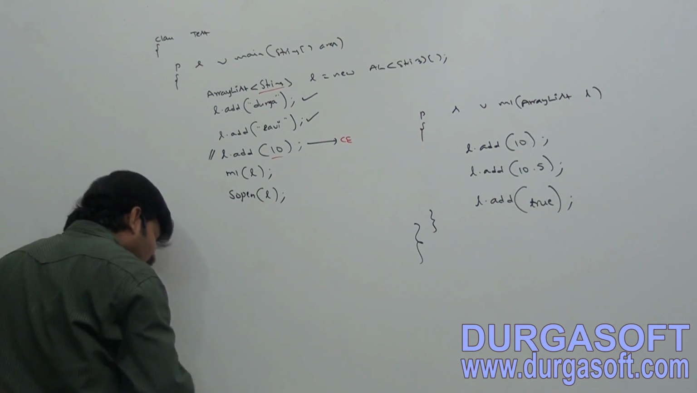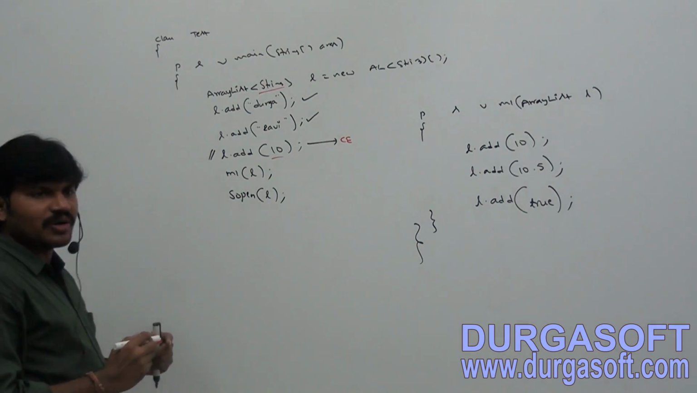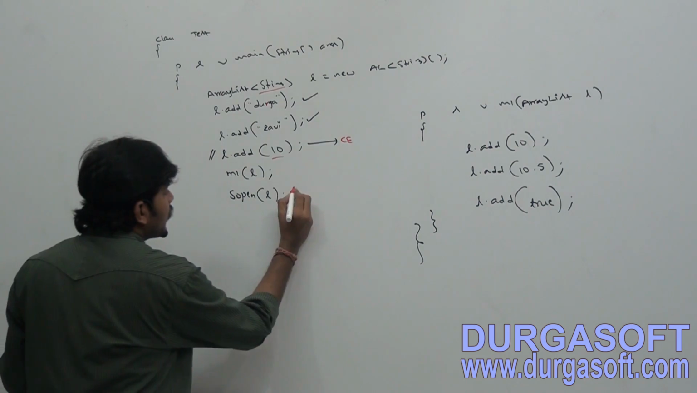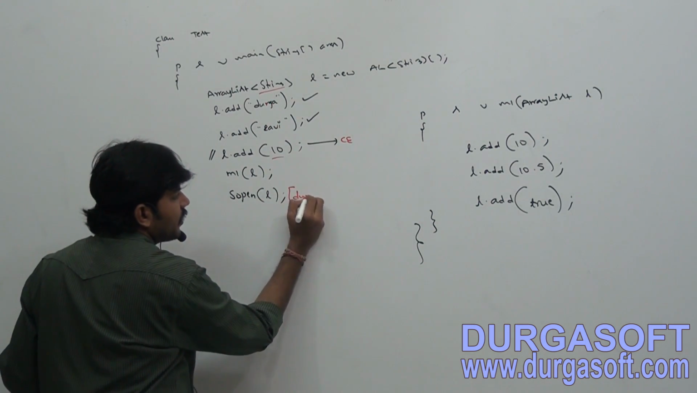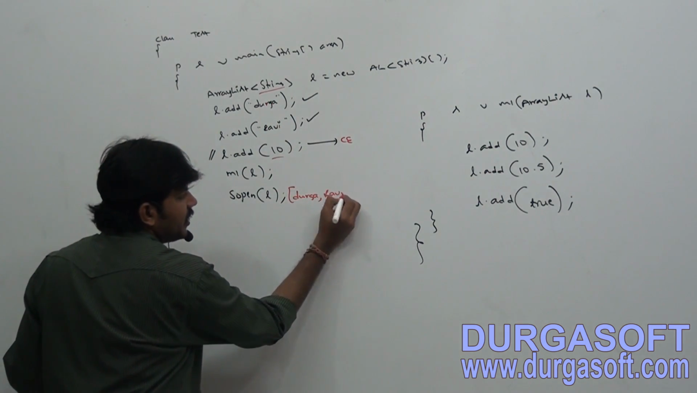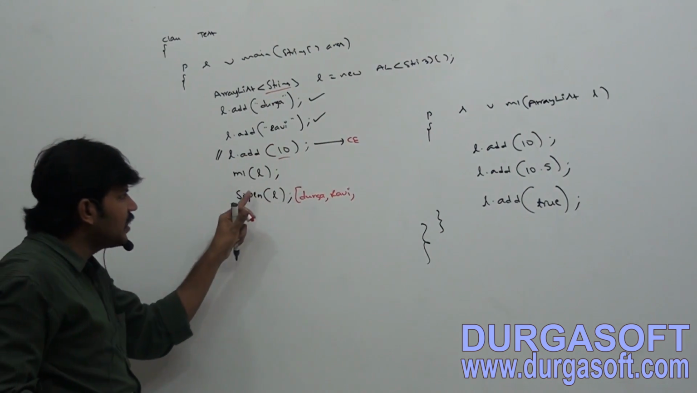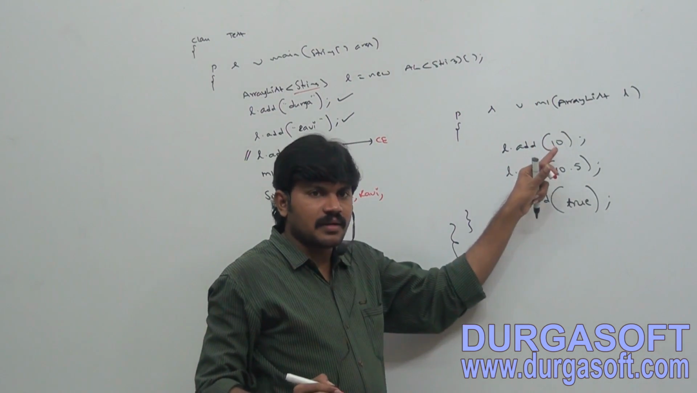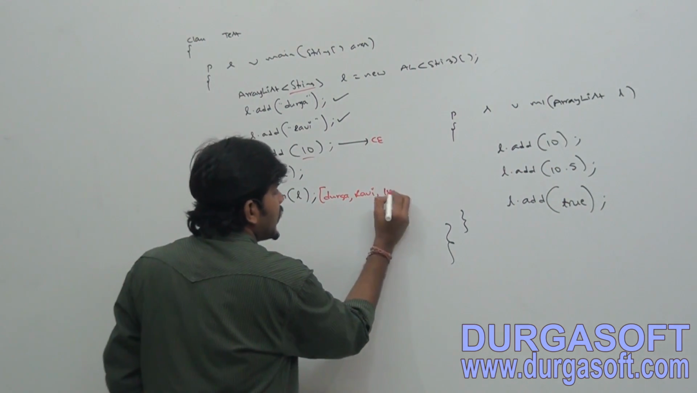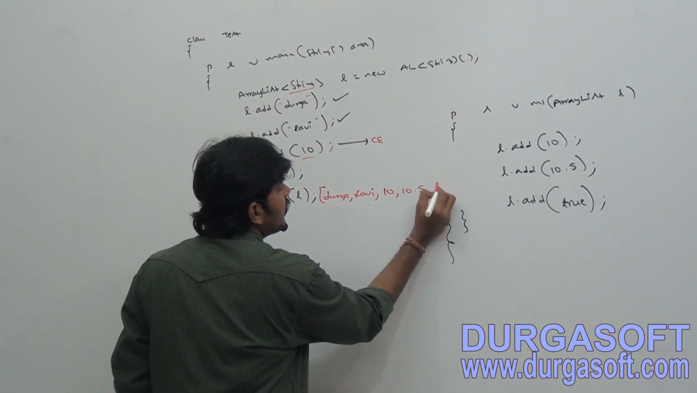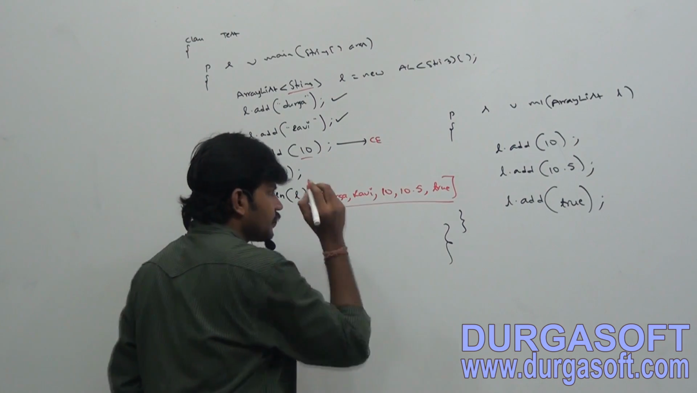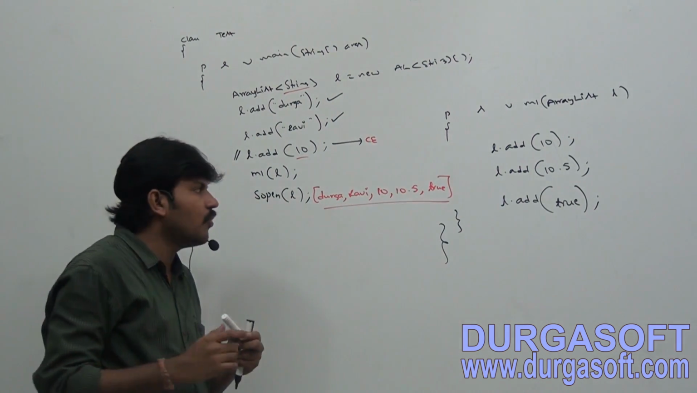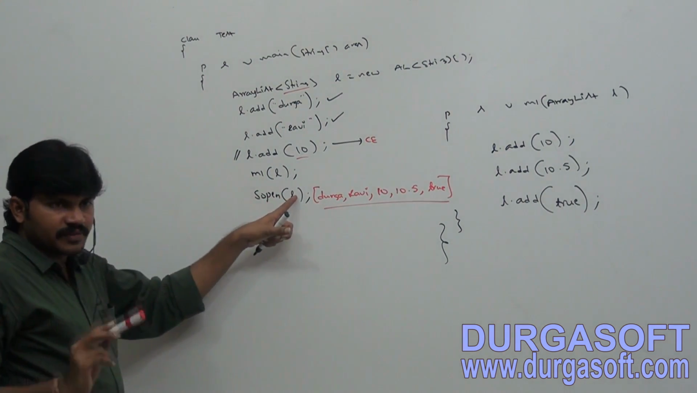Do you know what is inside? SOP of L, what is inside? Durga is there, already we added Durga. And then Ravi is there. Durga is there, Ravi is there. M1 of L: within this M1, 10 added, 10.5 added, true also added. Durga, Ravi, 10, 10.5, true. By default added, right? SOP of L.